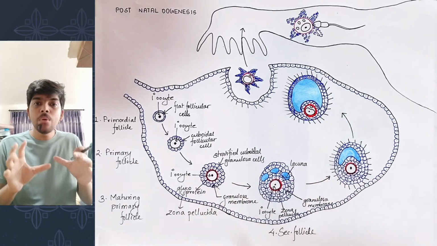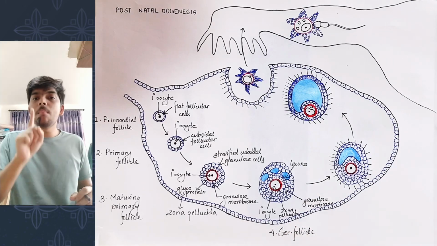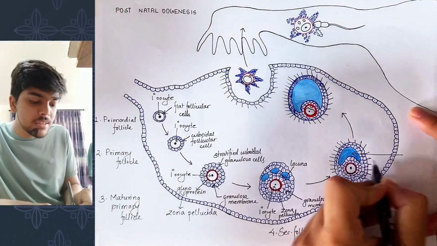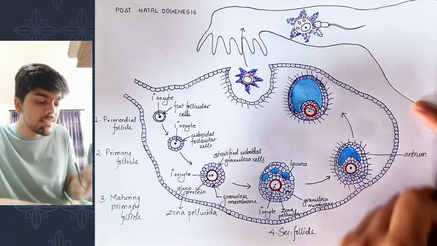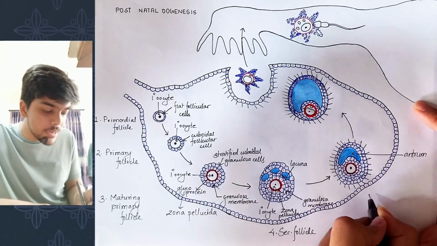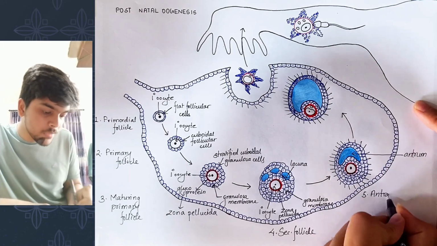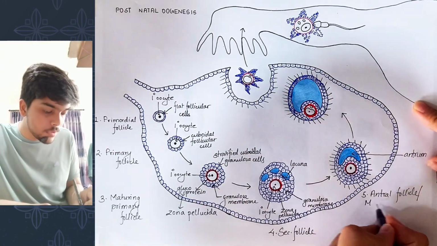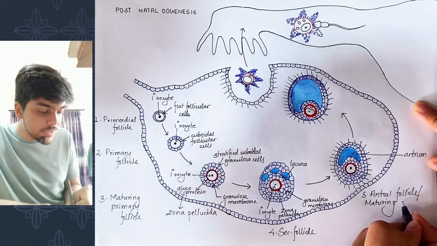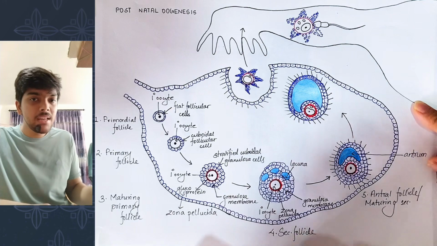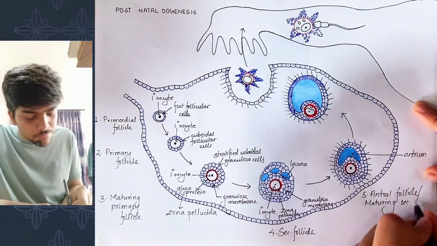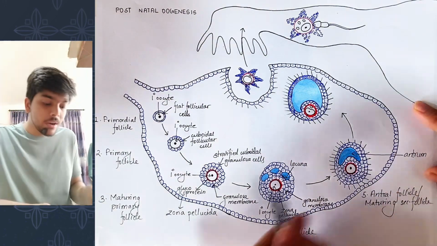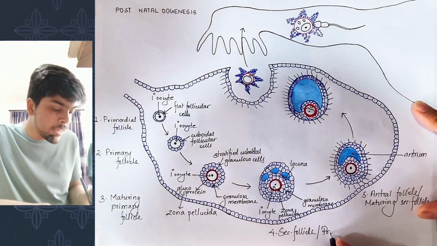These lacunae grow in size and finally merge together to form a single large fluid-filled space. And this single large fluid-filled space is called antrum. Since this follicle contains antrum, it's also called antral follicle. Not only that, this follicle is actually a maturing secondary follicle, because it is through this follicle that the secondary follicle finally gets converted to the final follicle. The secondary follicle is present before the antral follicle, so it is also called pre-antral follicle.